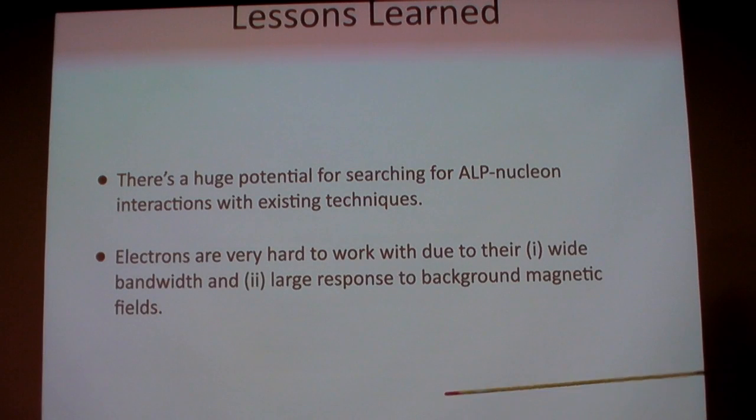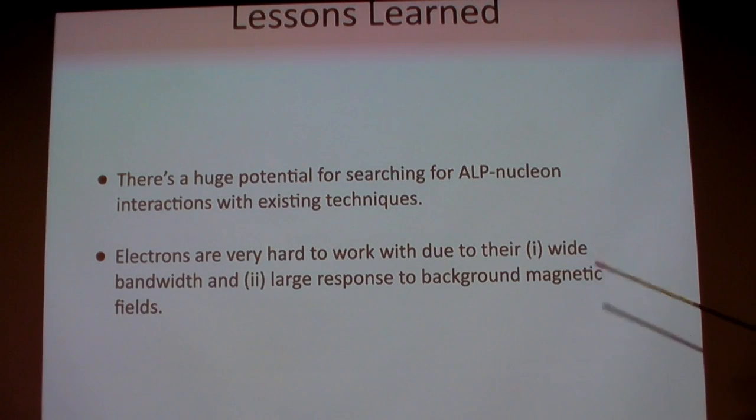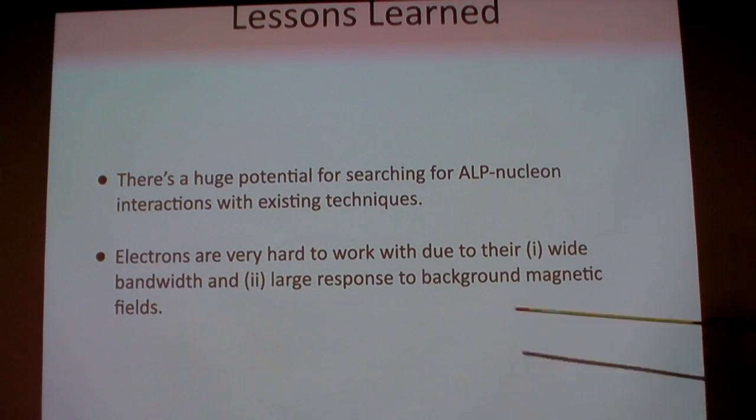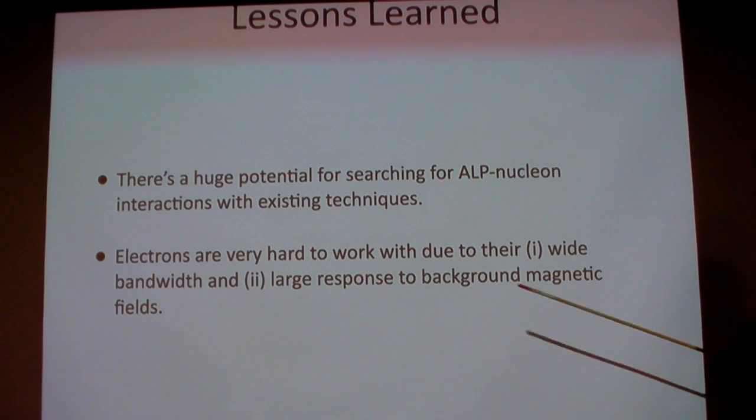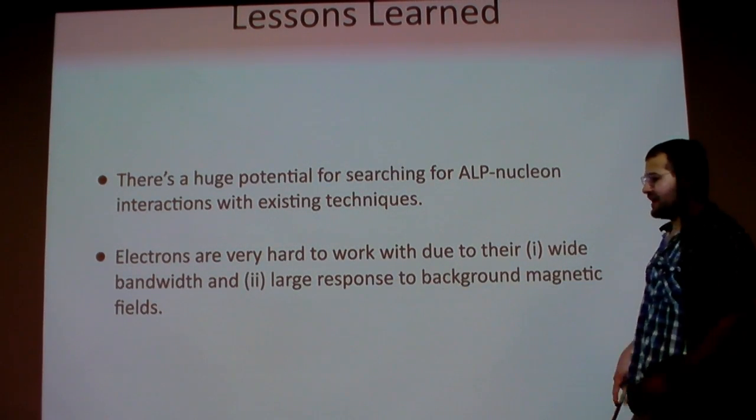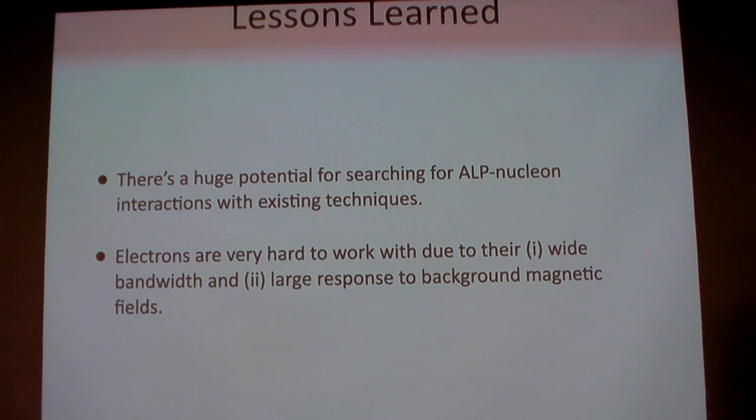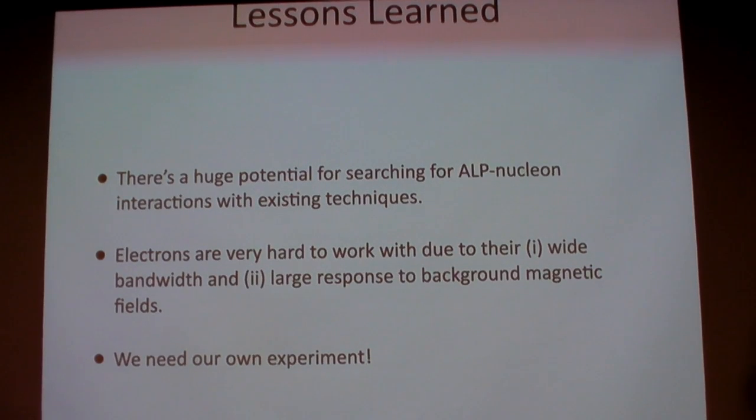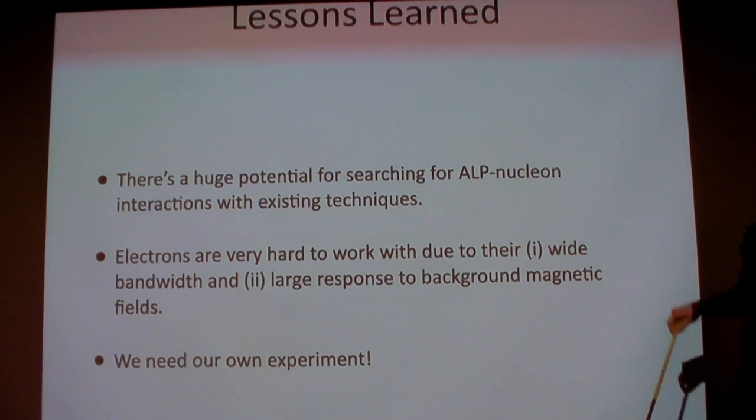The next thing is that electrons are very hard. Essentially, they have a very wide bandwidth that reduces their response compared to technical noise, and they also have a very large response to background magnetic field that makes them very hard to work with, and therefore we're not going to talk about electrons for a while until the end of the talk. And finally, we didn't have data, and that was very sad and really limited what we could do, and that's why we need our own experiment.